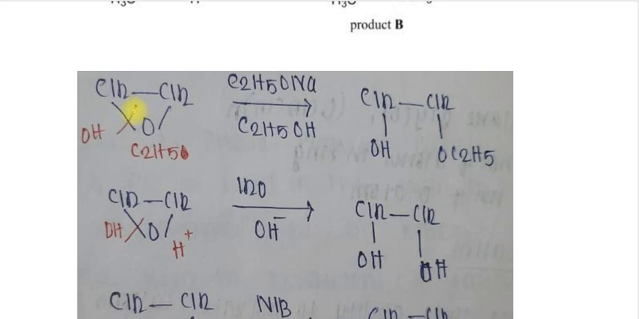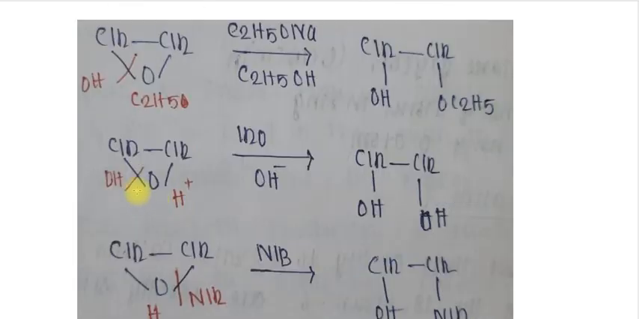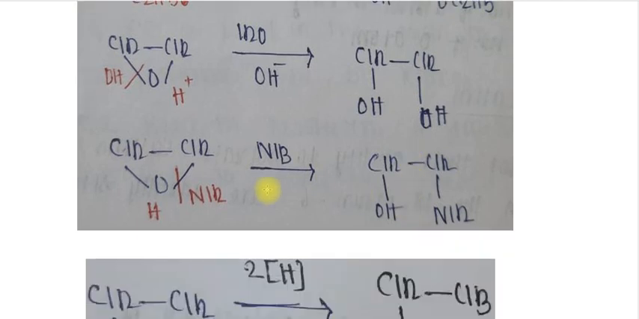Here the bond is broken, and OH is attached to the CH2, and again the O along with the C2H5. So the product will be like this, CH2OH CH2OC2H5. Here the bond will break here, and with H2O and OH minus, what will be the product? So it is CH2OH and CH2OH.